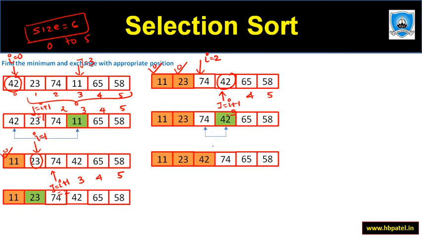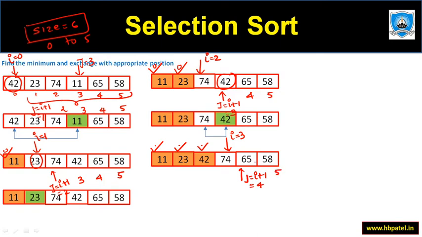So this is the status. Now 11 is at its right place, 23 is at its right place, 42 is at its right place. Now let us move i. Previously i was 2, now i equals 3. And j always starts from i plus 1. So j equals 4 and j equals 5.